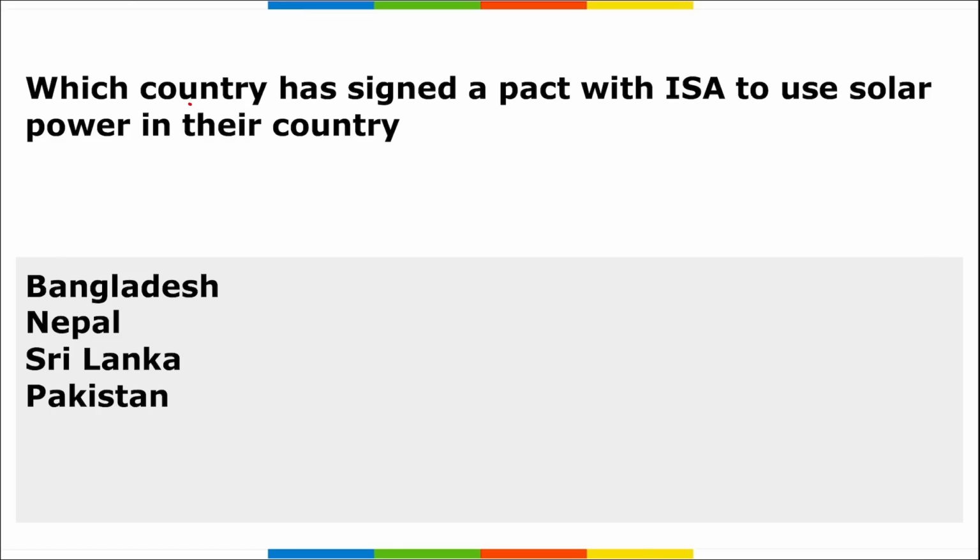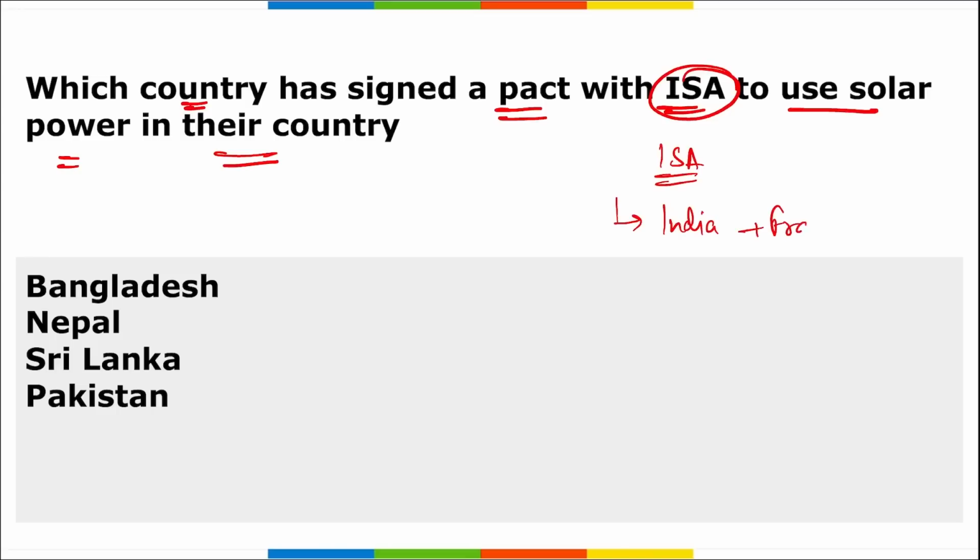Moving on, next, which country has signed a pact with International Solar Alliance to use solar power in their country? First of all, ISA, International Solar Alliance, is a joint venture between India and France. This was launched in the year 2015. Where is the headquarter of this? This is in Gurugram, Haryana.